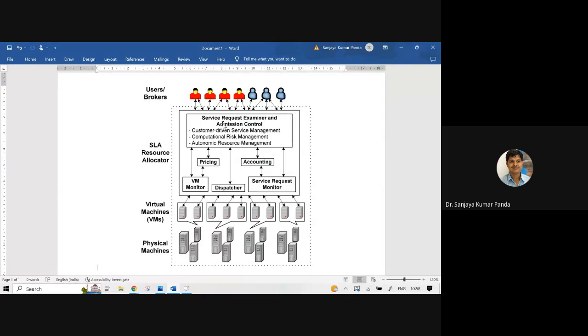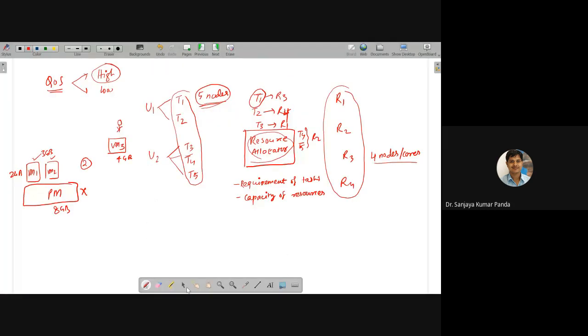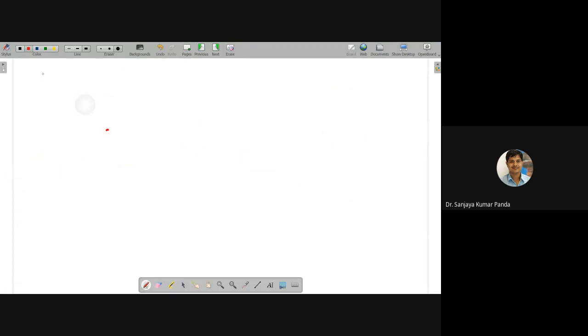Okay. Now you can see other components that are available in the service level agreement. The first unit is called the pricing unit. So there are different types of pricing schemes. If you go to the pricing schemes, you will find different types of pricing. Like I already mentioned in the previous classes: metered pricing, flat pricing, pay as you go, right? A number of pricing schemes are there.